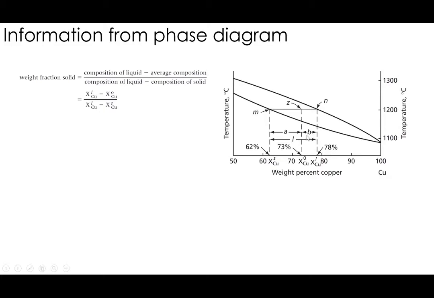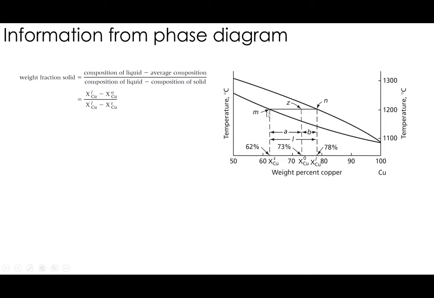So the distance between these two is basically this b. So b is in the numerator, divided by X_L of copper, which is this point, minus X_S of copper, which is this point. The distance between these two, X copper L minus X copper S, is this entire length L. So if you take this small length b divided by this big length L, you are going to get the amount of solid, the weight fraction of solid.